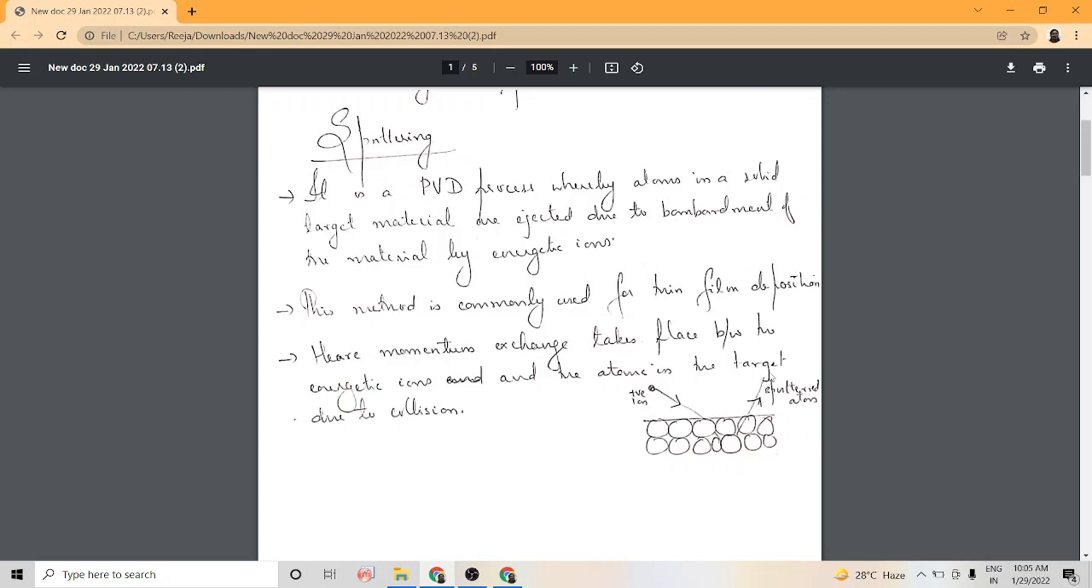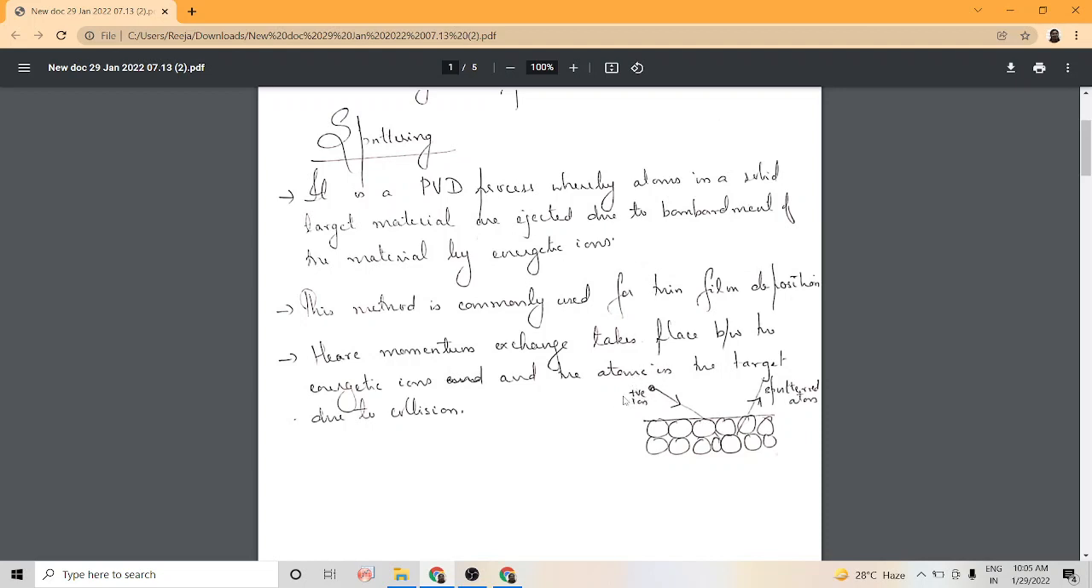Now the sputtered atoms will travel towards the substrate, and they condense and deposit on the surface of the substrate to form the thin film. So this is what takes place in the process of sputtering. Now for sputtering to take place, we require energetic positive ions. I told you we usually use non-reactive gases like argon to form these positive ions.